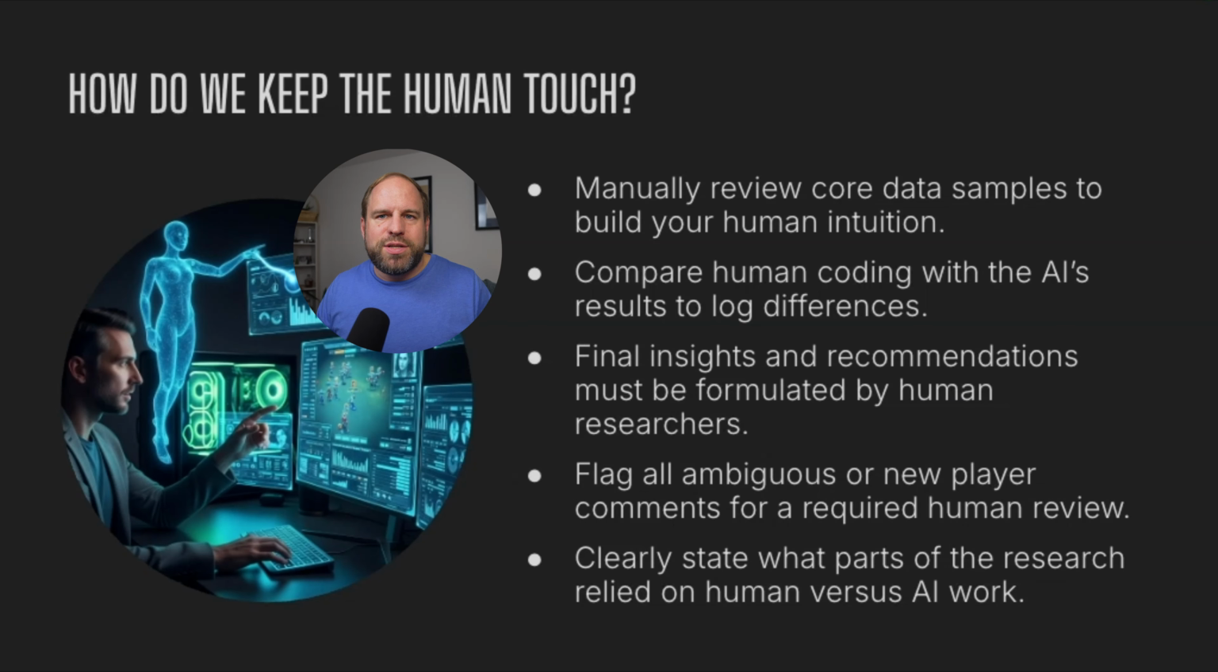Flag all ambiguous or new player comments for a required human review. And then clearly state what parts of the research relied on the human versus the AI work. Essentially, you want to make the contextual synthesis, the empathy, the reflective reasoning a non-negotiable part of your game's user research quality assurance practice. That's how you keep the human touch.